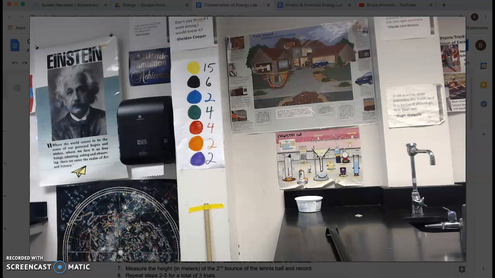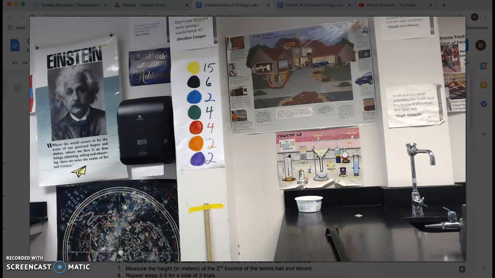Conservation of Energy Lab. We are going to be looking at the fact that whatever energy you start with should be the energy that you finish with. And when you have a system, you're assuming that there's no friction in the system and energy is not going to be lost. And so that's our assumption. However, in the real world, friction does cause energy to be lost out of a system.